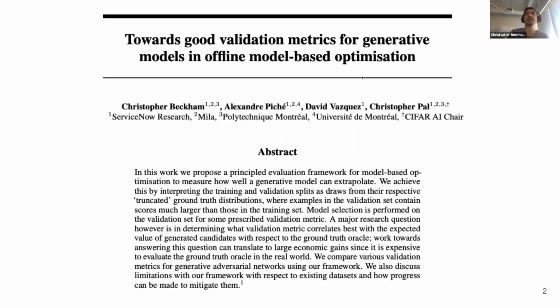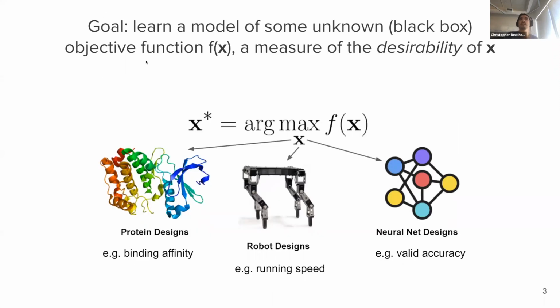Okay, so this is the paper. In model-based optimization, what we want to do is learn a model of some unknown objective function f of x. It's a black box, some real-world function, and f of x is some measure of the desirability of x. You can think of it as a continuous function. And x here could be a design for any type of problem. It could be a protein, a robot, a neural network, and in the case of proteins, f of x would be something like the binding affinity.